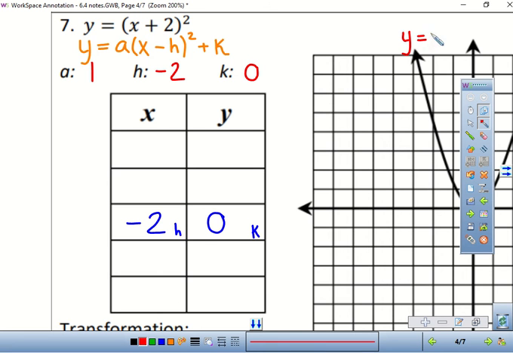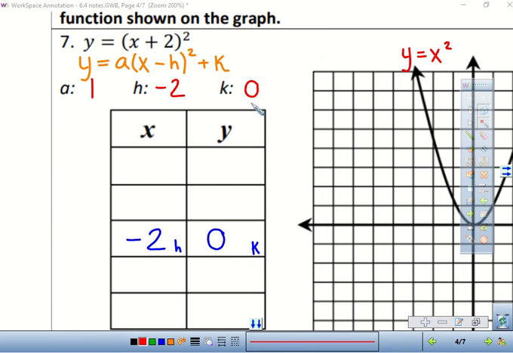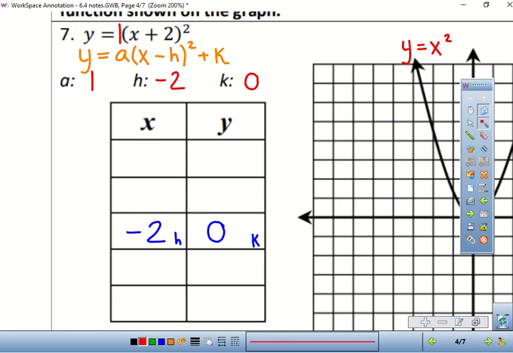So the a value is the coefficient in front. If there's no number in front, it's a 1, right? Then your h value, see how it always changes sign. Do you remember that? It changes sign. Then your k value is what's added on the end. Nothing added on the end, it's 0.